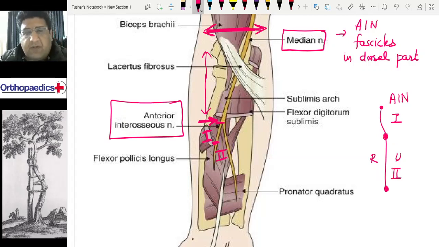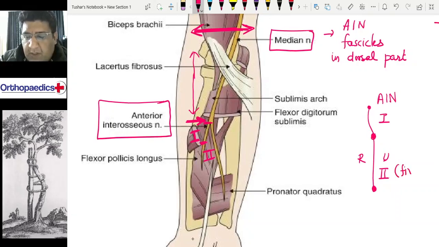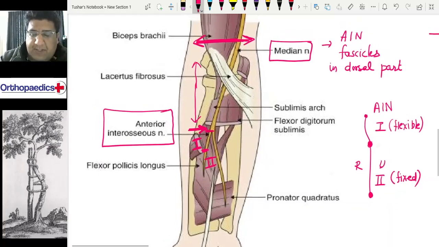Now, why have I given you zone 1 and zone 2? Because I want you to understand that zone 2 is relatively a fixed zone. It is so fixed and the nerve is very straight and fixed here. But here the nerve is a little flexible, there is certain flexibility. Now, why am I teaching you this?